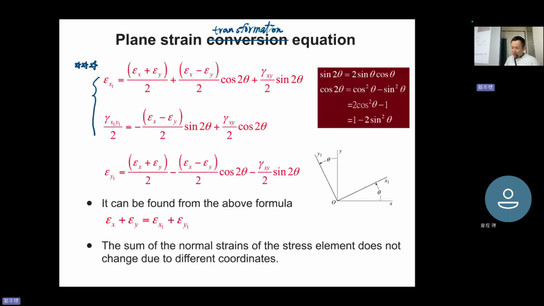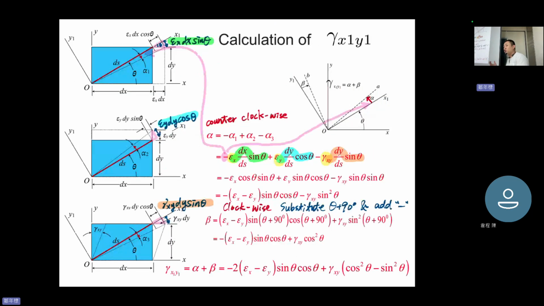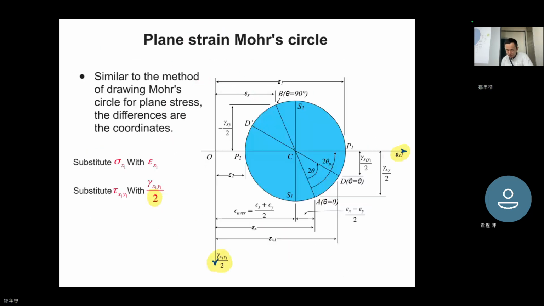So the reason why tau x1y1 needs to be replaced by gamma x1y1 divided by 2 is because we only focus on one direction, right? So if you have gamma x1y1, you will have two contributions, half of it. So that's why we only have gamma x1y1 divided by 2 in the Mohr circle.